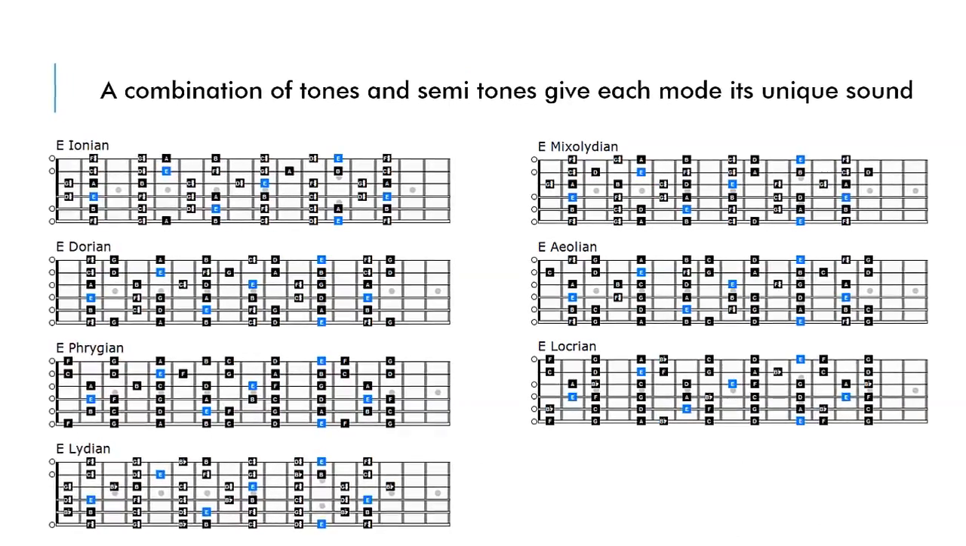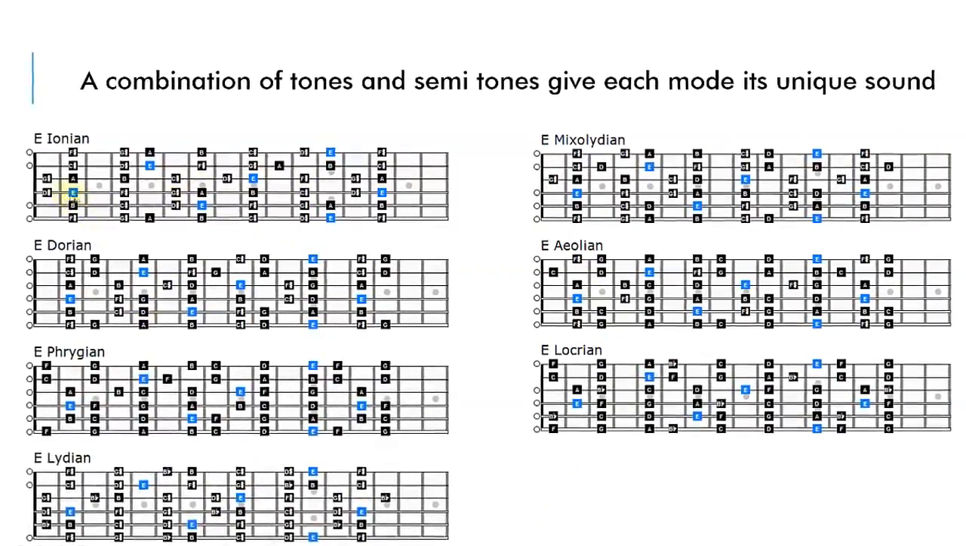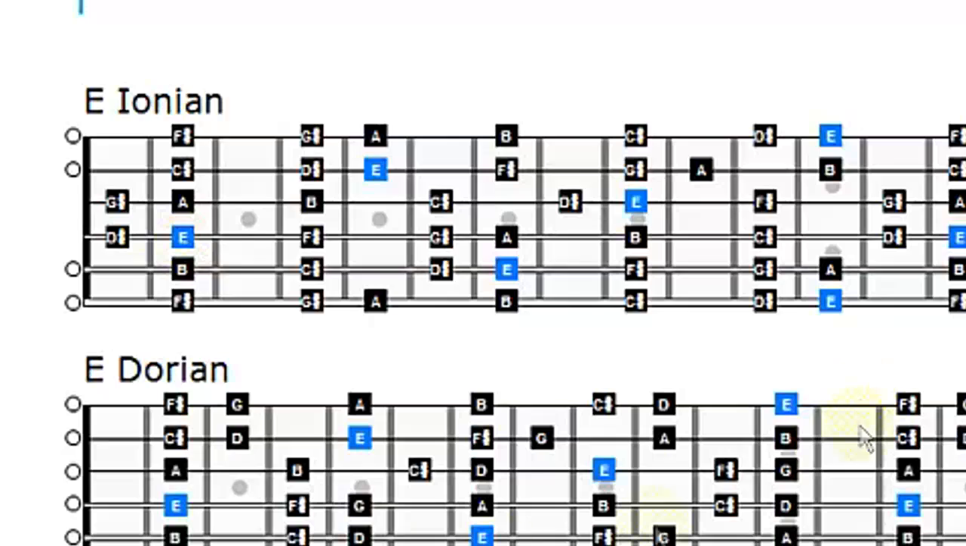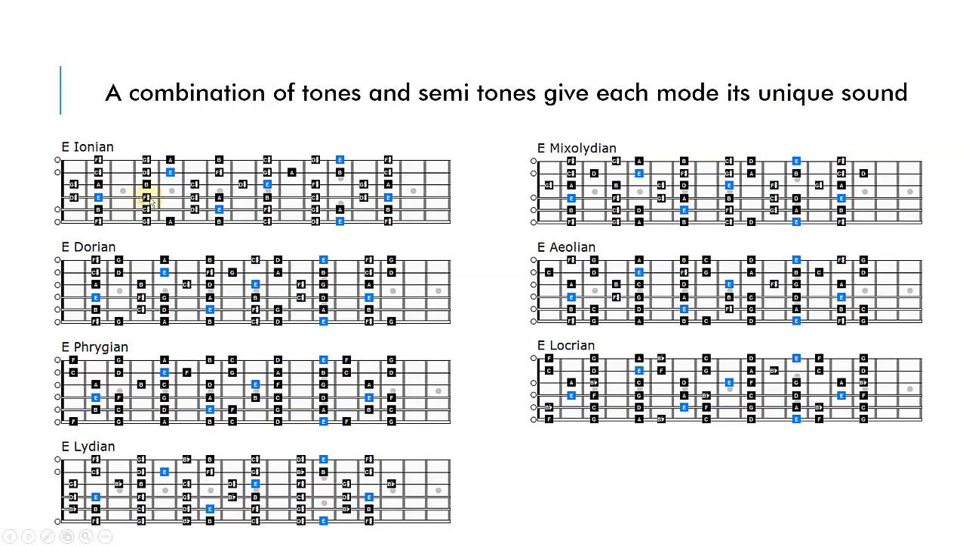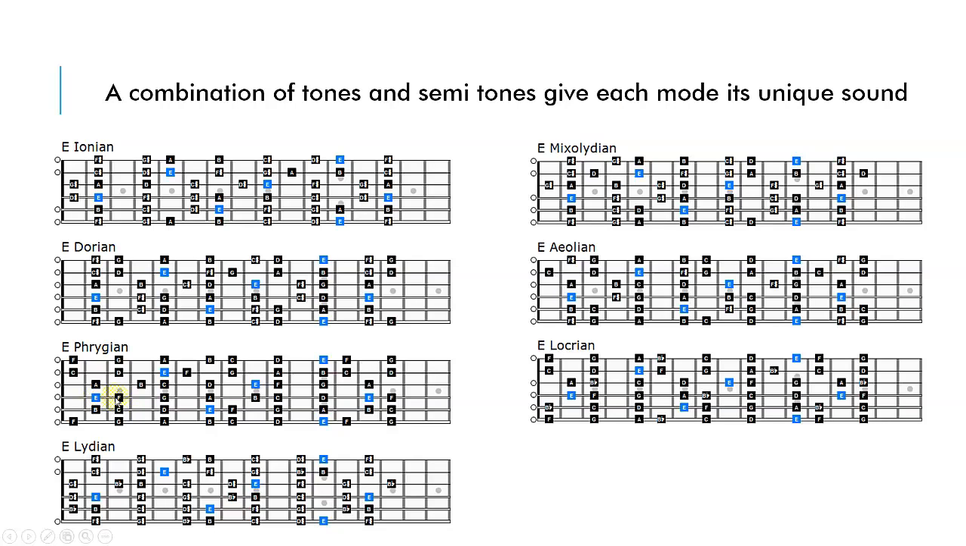A unique combination of tones and semitones gives each mode its unique sound. As we can see in those scale charts, we can play all modes starting from the same root note E. If we look at E Ionian, we can see that the space between the root note E and the next note F sharp is 2 frets. But if we look at E Phrygian or E Locrian, we will see that the space between the root note E and the next note F is only 1 fret. So this is an example of how each mode is a combination of tones and semitones, or steps and half steps.